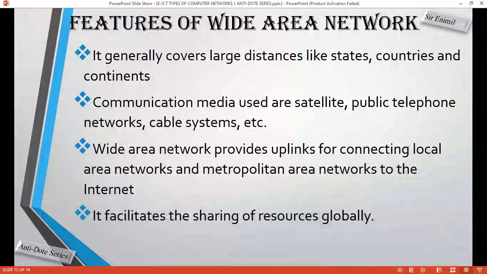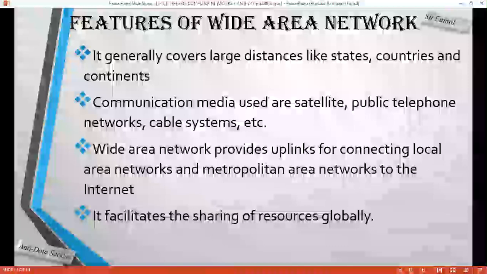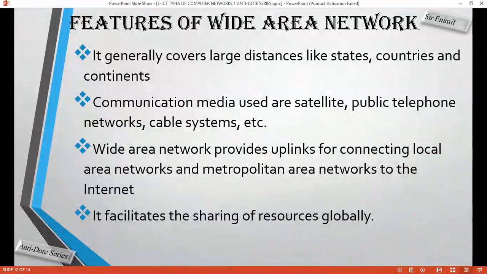Then it facilitates the sharing of resources globally. Of course, it's a wide area network. So in a country, in your city, you can share resources with another person in a different city. So that is what a wide area network helps with. And then once you connect to the internet, it means that globally you're able to share resources with people in different countries.